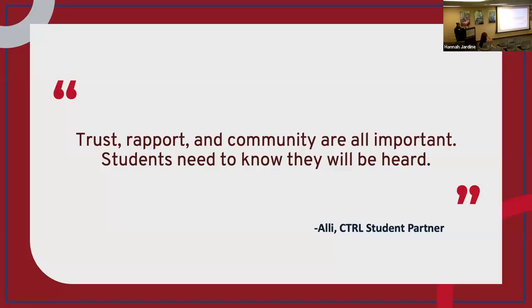Here we have another student partner's quote for more insight on how much students value being heard by their instructors. So trust, rapport, and community are all important. Students need to know they will be heard by Allie.